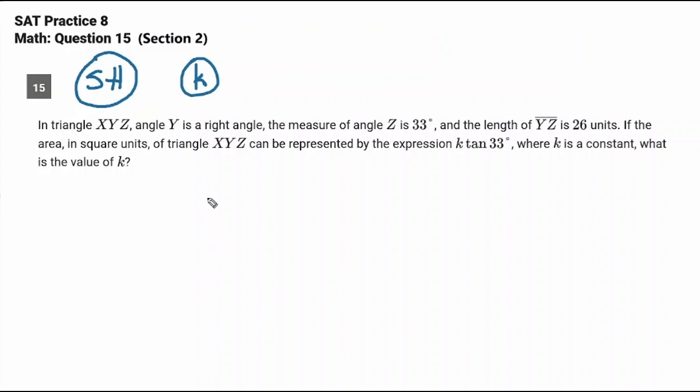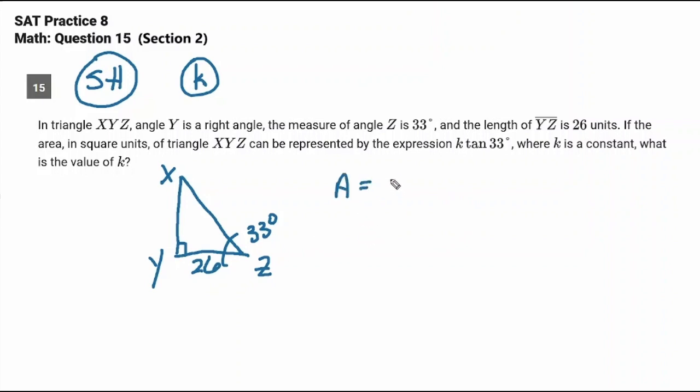As usual, ETS describes a figure to you, doesn't show it to you, so what do you have to do? You gotta draw it. It's a right triangle. Angle Y needs to go here. It doesn't matter where X and Z go. Z's degrees is 33 degrees. The length of YZ is 26. The area of this triangle is K, this is kind of a thing you need to know if you've never taken trigonometry, times tangent 33 degrees.